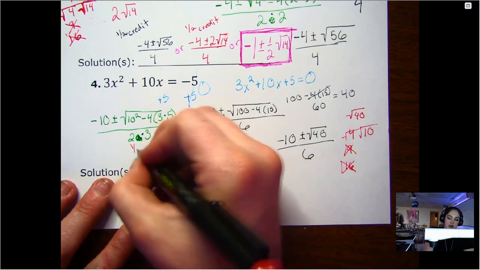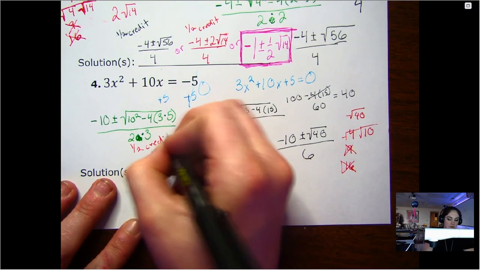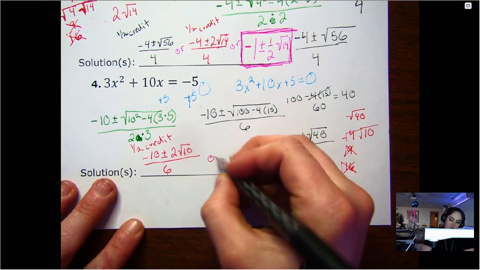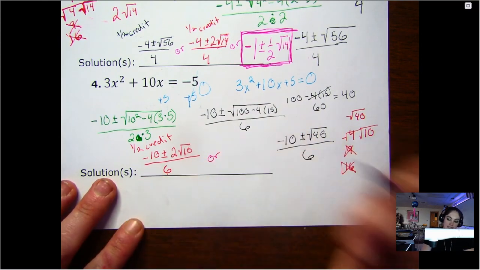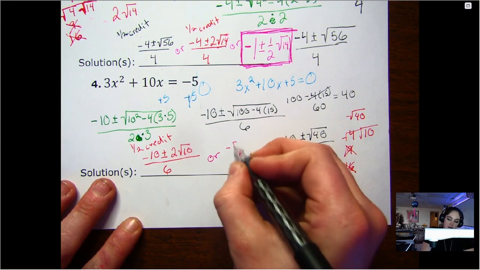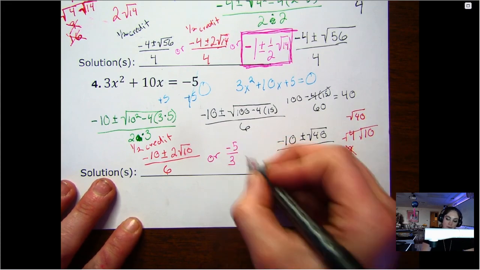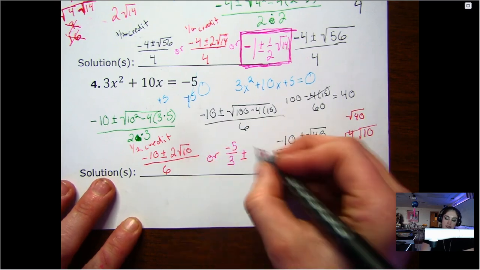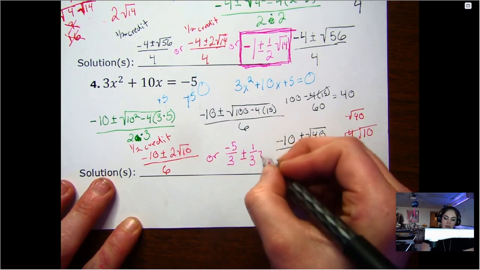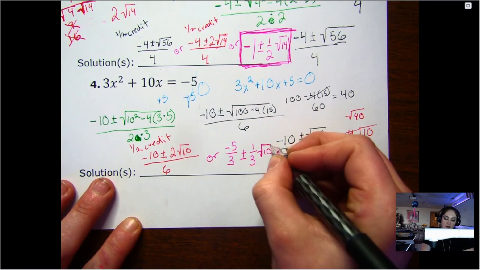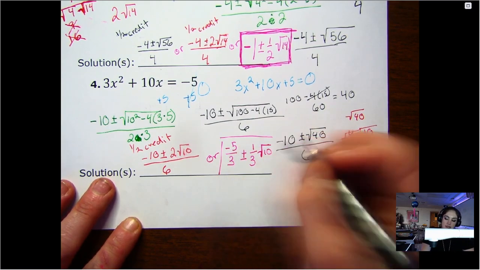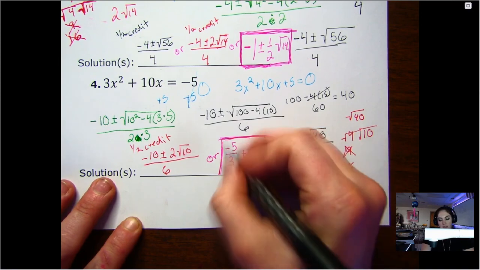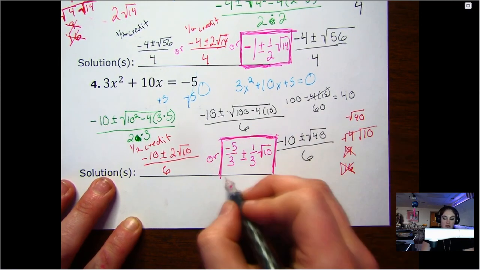Once again, half credit. Full credit: negative 10 over 6 is going to be negative 5 over 3 plus or minus 2 divided by 6 is 1 over 3 times the square root of 10. So once again, this is the fully factored, simplified answer that I am looking for.